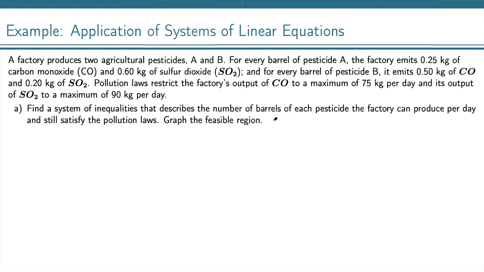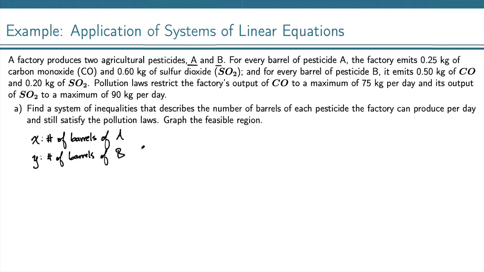So we're going to start by just assigning some variables. The two unknowns that we have are the number of barrels of these two pesticides, A and B. So I'm going to call those X and Y. We're going to call X the number of barrels of pesticide A, and Y will be the number of barrels of pesticide B.